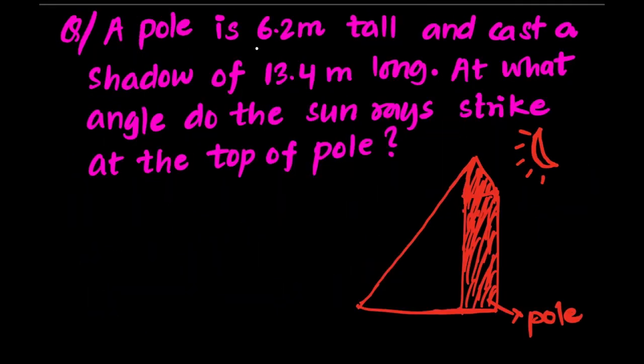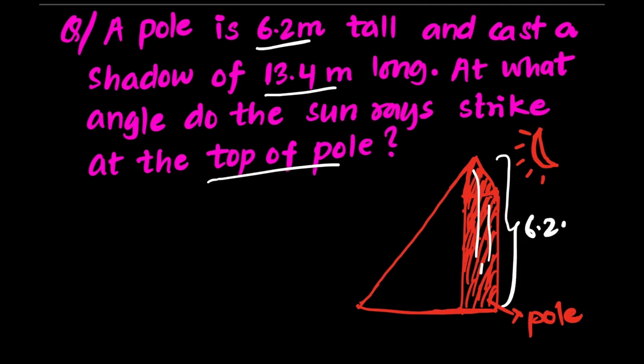Let's look at this another problem. It says a pole is 6.2 meter tall and casts a shadow of 13.4 meter long. At what angle do the sun rays strike at the top of the pole? So this is a pole which is 6.2 meter tall and it casts a shadow of 13.4 meter long. And in this situation, it forms a right triangle. And the problem is asking what is the angle formed at the top of the pole.